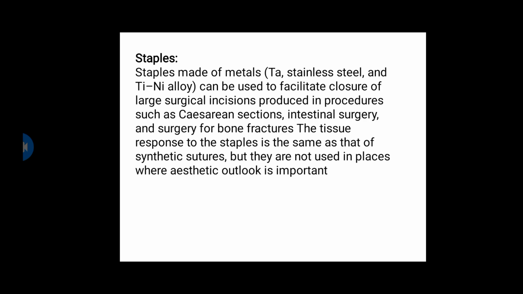So commonly the main problem we have with stitches is that after wound healing we have to remove the suture, so the patient may feel some discomfort or pain in that area, but by using staples the pain will be less and they are easy to remove. They are made up of tantalum, stainless steel, titanium, nickel alloy. All those things we have learned in unit 2 itself. And the places where we can use the staples are C-sections, intestinal surgery, surgery for bone fractures, etc.